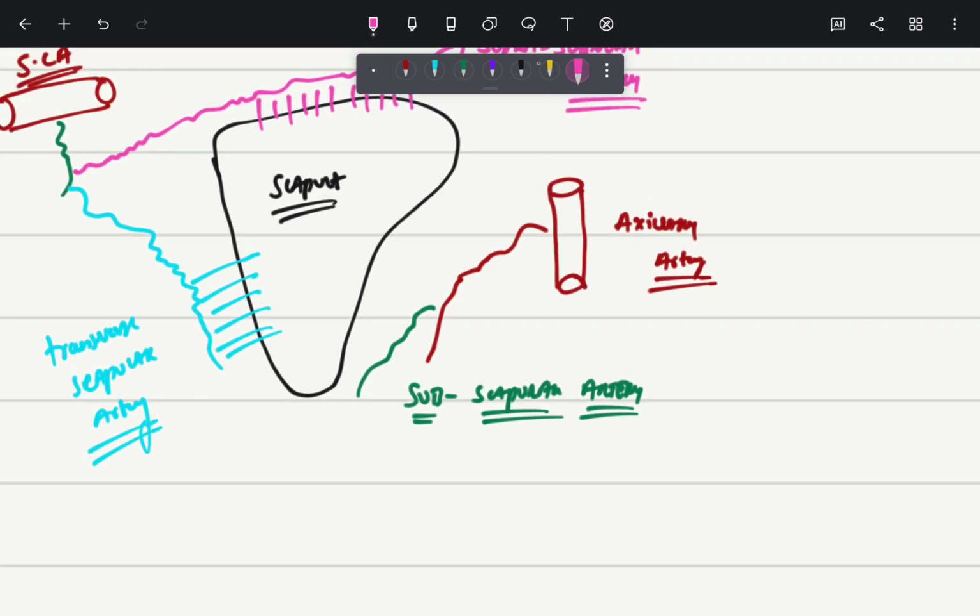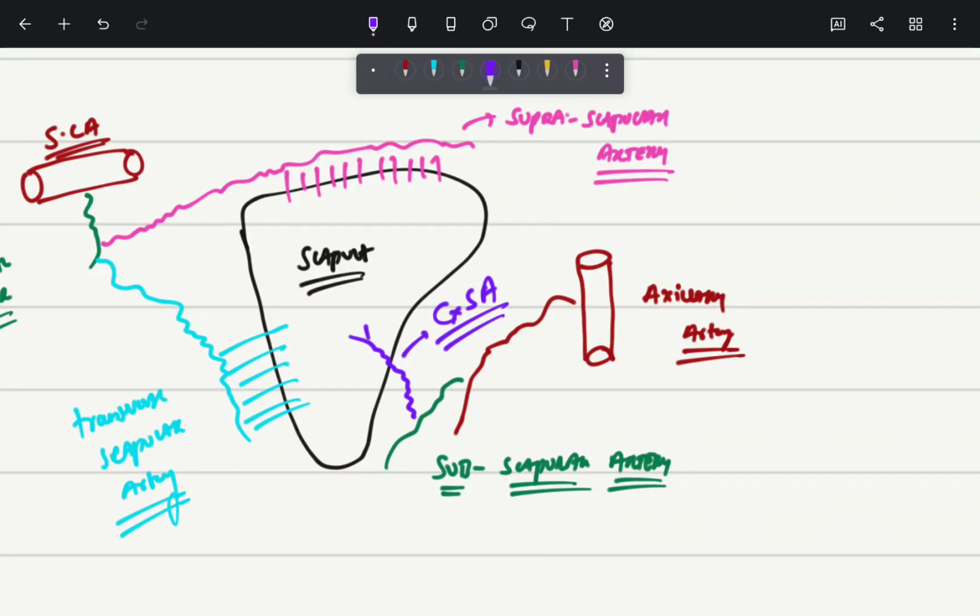And the branch of this subscapular artery is your circumflex scapular artery. So as you can see here, at the level of the scapula, there are mainly three arteries which are coming and fusing with each other, and there is an anastomosis here. Now this anastomosis is called as your scapular anastomosis.